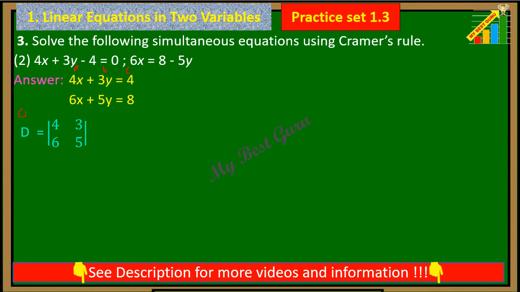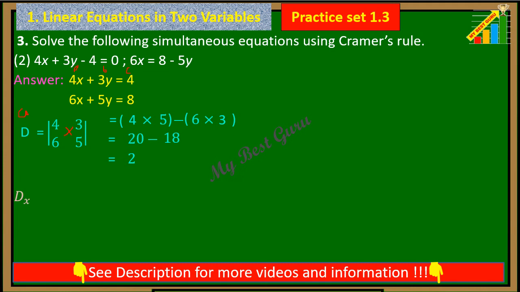Now for D, you have to take AB. So A is 4 and 6, and B is 3 and 5. Now cross multiply these two, you will get the value of D. So 4 multiply by 5 minus 3 multiply by 6. So 4 multiply by 5 is 20 minus 6 multiply by 3 is 18. So 20 minus 18 is 2. This is the value of determinant D.